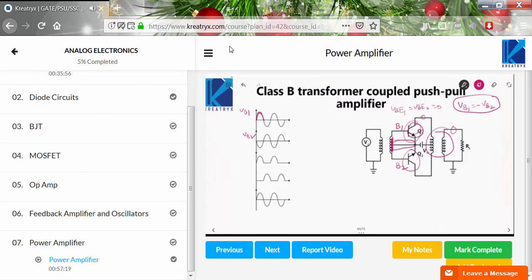the current I1 will flow, and Q2 remains off. Why does Q2 remain off? Because VB2 is negative. If VB1 is positive, obviously VB2 is negative, so Q2 will be off. In this case there is no current I2 here. Now what is the output here? This is I1. And what about I2? When VB1 is positive, I2 is 0, no current will flow because the Q2 transistor will not conduct.